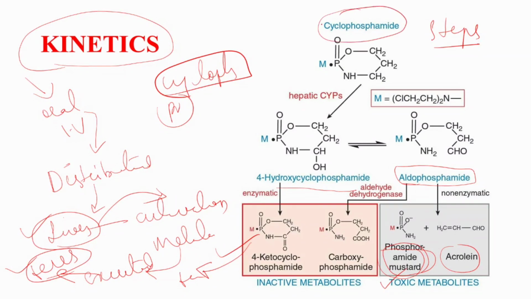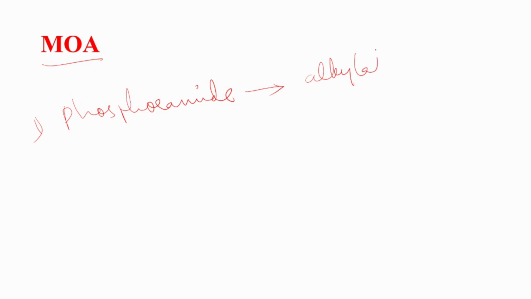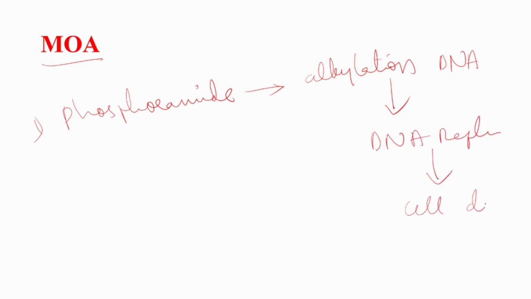Cyclophosphamide produces two active metabolites. The first one is phosphoramide and the second one is acrolein. Let me explain in detail. The phosphoramide, the active metabolite, goes and causes alkylation of DNA, and with that it stops DNA replication and causes cell death.